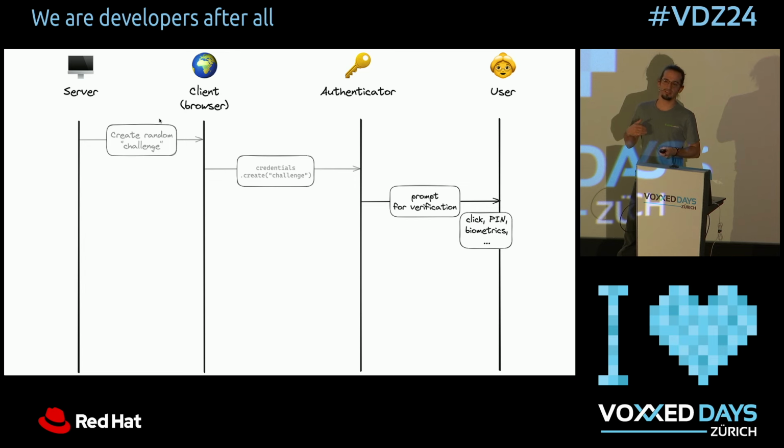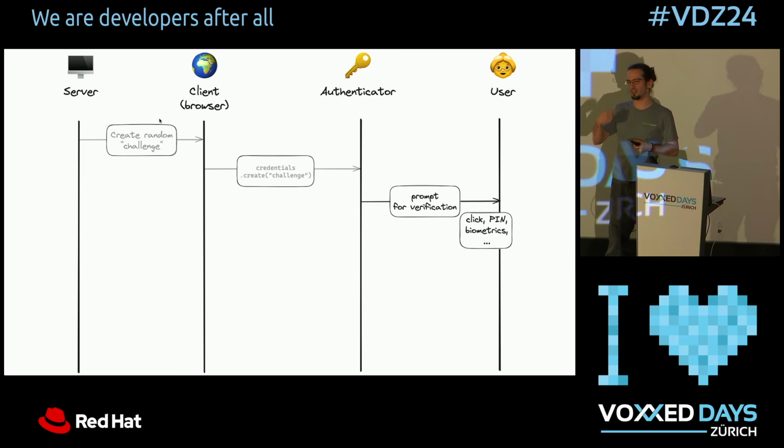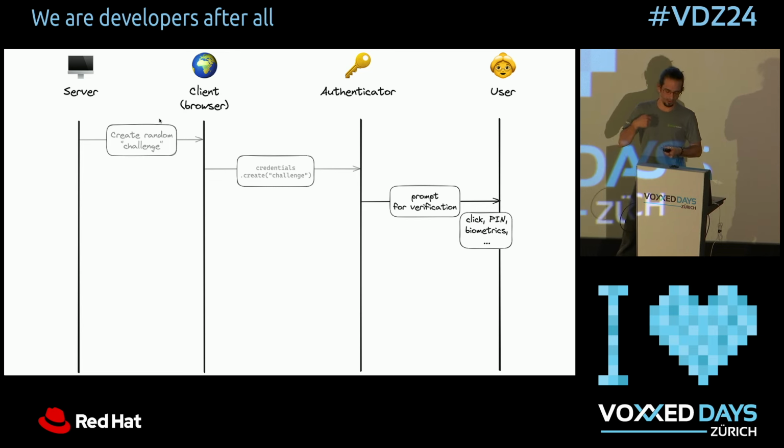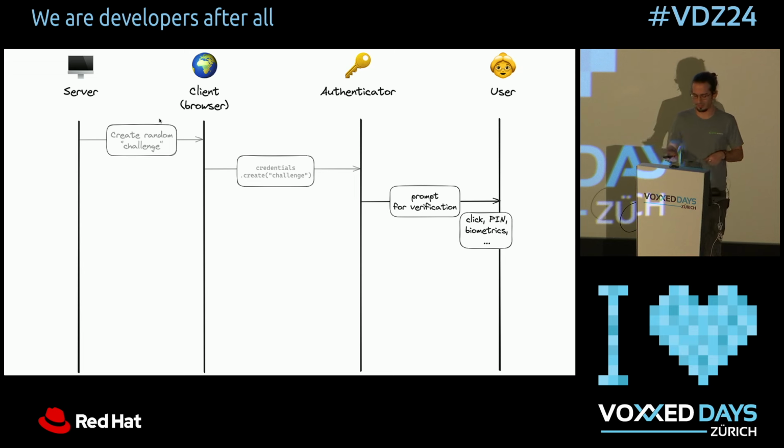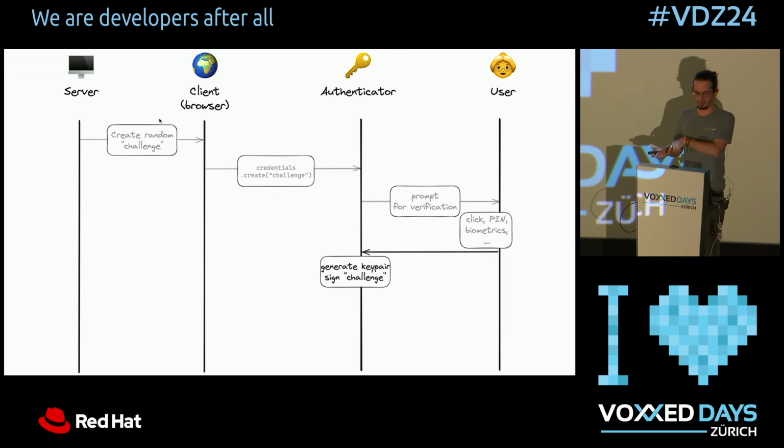So the idea is at least it needs your presence. You need to click on a thing so that no malicious website can send many requests to your authenticator and try to guess your private key. But it can also verify your identity using biometrics, using a PIN, using any other method that's going to be invented in the future. So when you agree, you click the button.